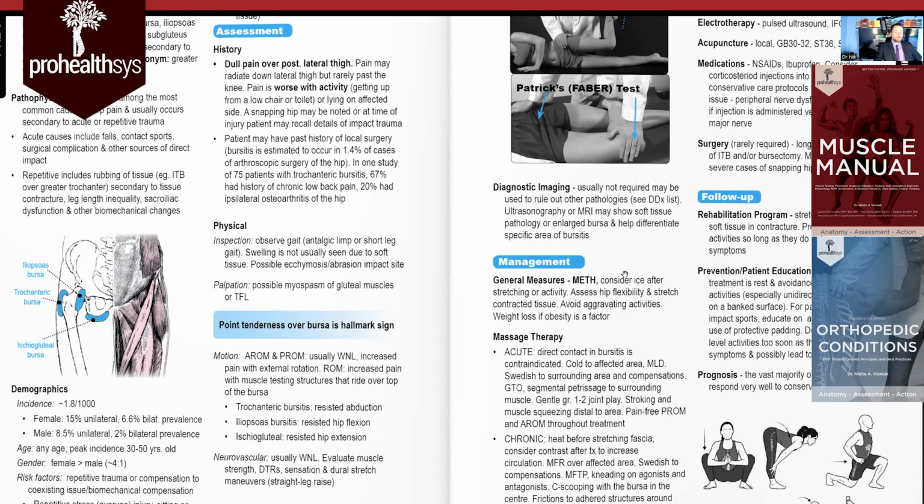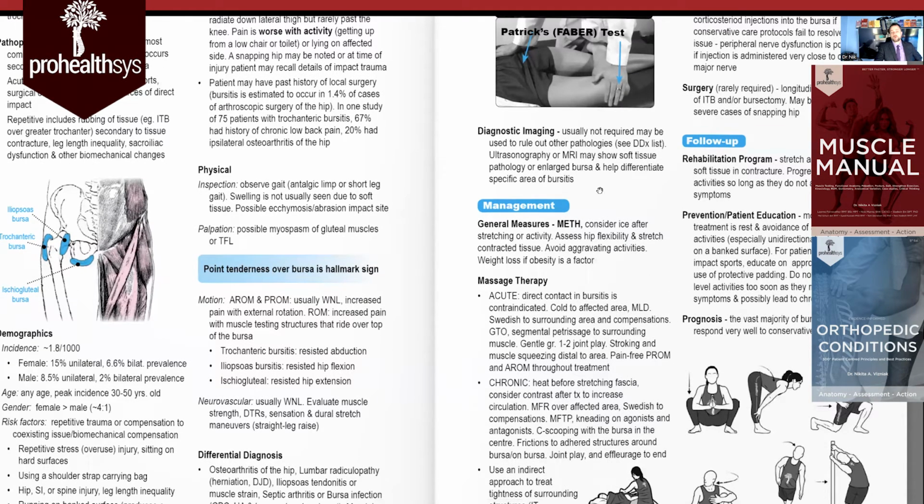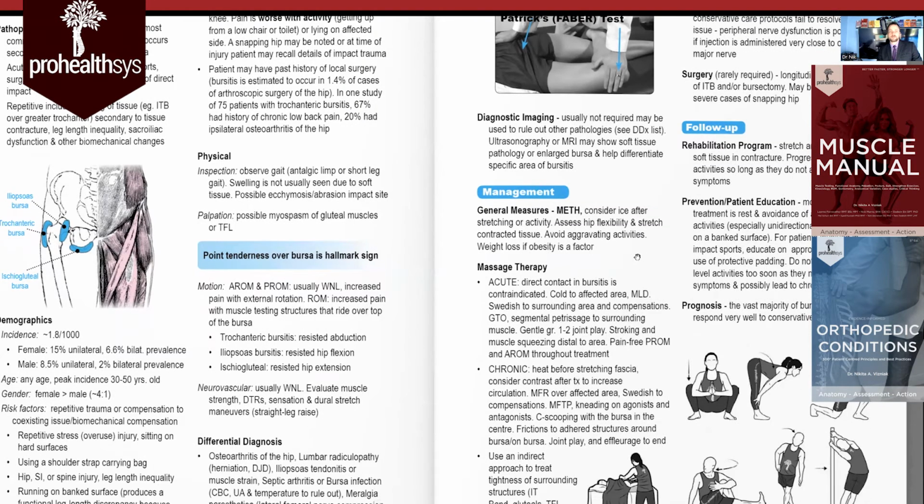So for patients, it's going to depend on what's going on for them specifically, but as a general rule, biopsychosocial support, making sure they have good general measures in their life to keep making sure they're sleeping well, their diet's good, they're avoiding obesity and things like this. And then taking them through the meth, get them on the drugs, okay? Of course, it's not drugs. Meth stands for movement, exercise, traction, and heat, okay? Assess for hip flexibility and contracture of tissue, looking for aggravation and weight loss if it is a factor.